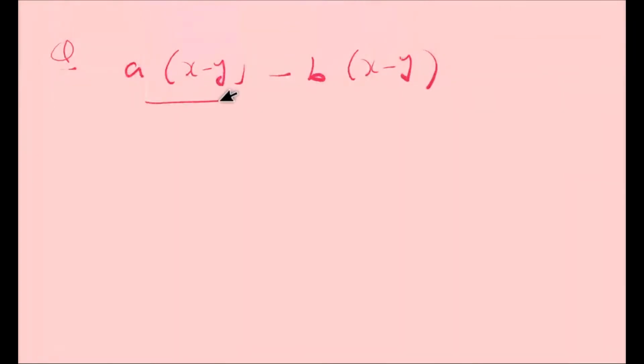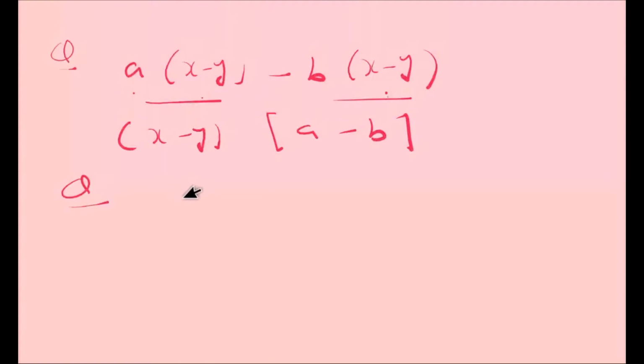Now factorize a(x minus y) minus b(x minus y). Now we can see here that in both terms the whole bracket is common, so we can take x minus y common. What is left here is a and minus b. So we do not need to take pairs, there are only two terms, and we can take the common from them.